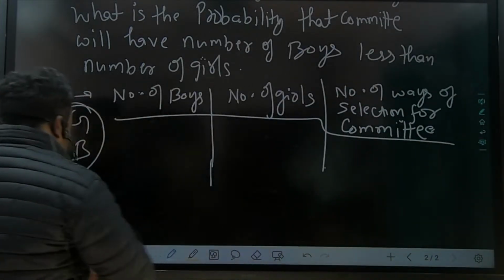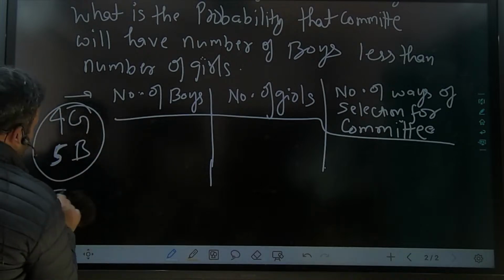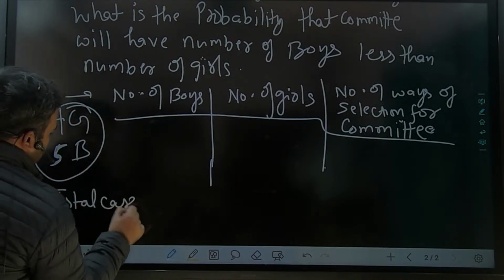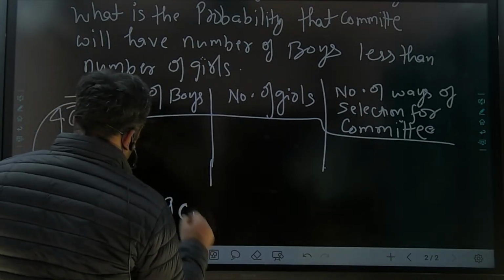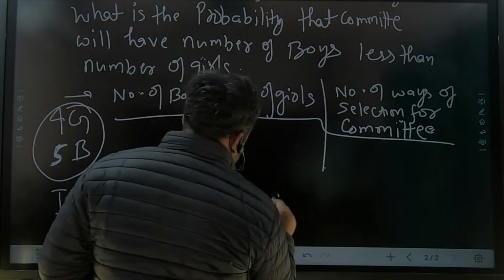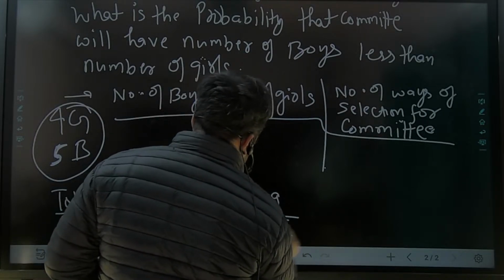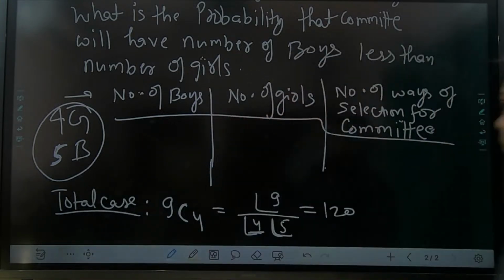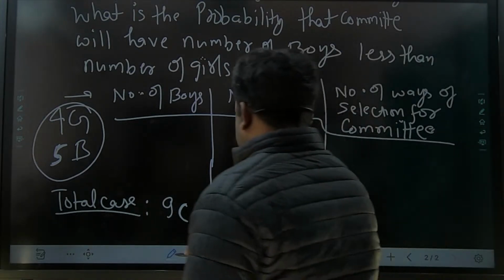So what are the possible ways? See, what can the total cases be? I have to select 4 people from 9. Out of 9 people, you have to select 4 people. That is 9C4. If you solve this, it will be factorial 9 divided by factorial 4 and factorial 5. These are the total ways to select 4 people from 9 people. It doesn't matter whether boys are more or less, girls are less or more. The total ways we are coming up with is 126.